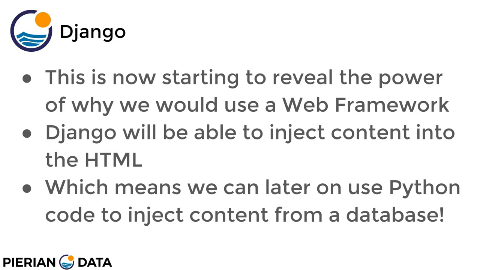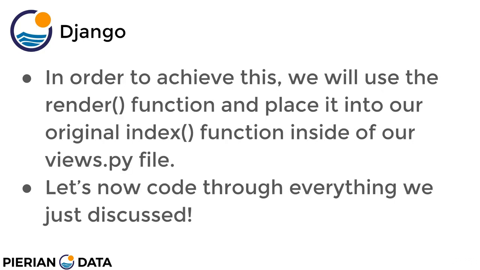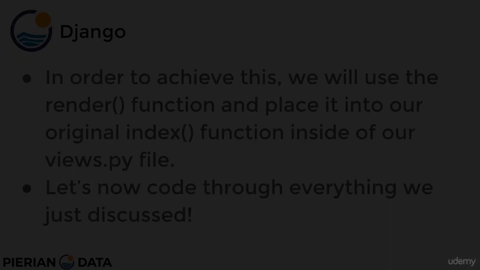Django will be able to inject content into the HTML, which means we can later on use Python code to inject content from a database, which we'll learn about when we learn about models with Django. In order to achieve all of this, what we will use is a new function called the render function, and place it into our original index function inside of our views.py file that we've been working with. So I know I've been talking a lot, so let's now actually jump to the Atom text editor and code through everything that we just discussed.